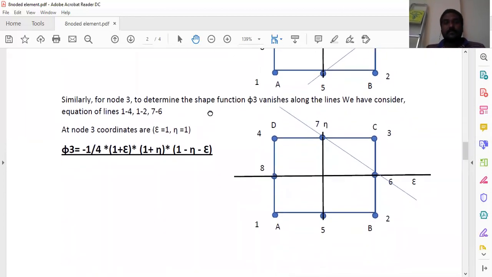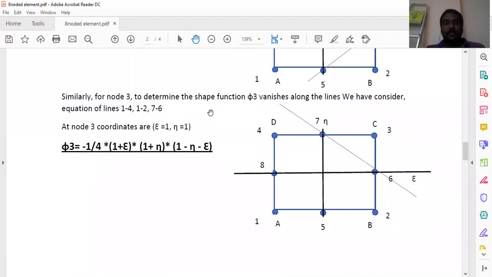Similarly, while calculating the shape function at node 3, draw a diagonal line over here and consider equations 1-4, 1-2 and 7-6. And at node 3, zeta equal to 1, eta equal to 1. Put in the shape function, you will get the answer.